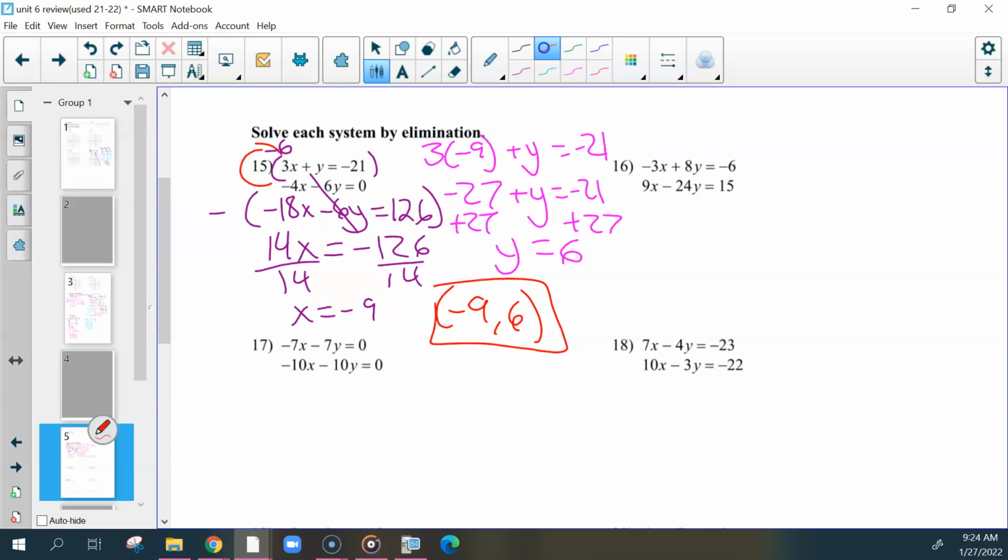Wait, so y by itself equals 1, right? You're talking about this y right here? Or this y? Yeah, that one. Yeah, it'd be 1y. What questions do we have on 15?